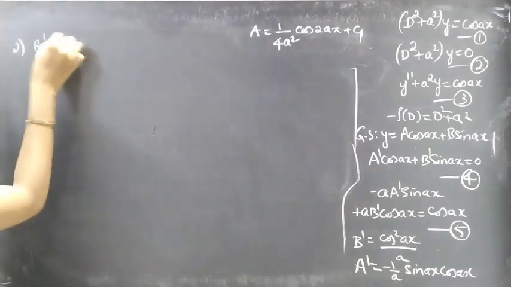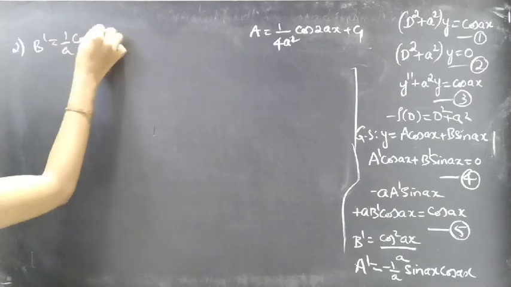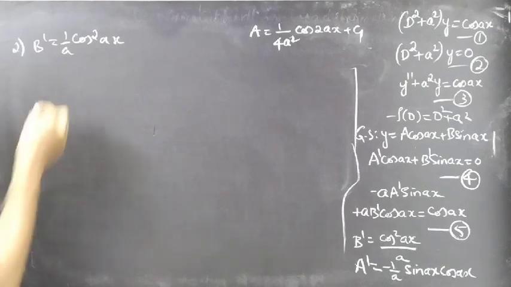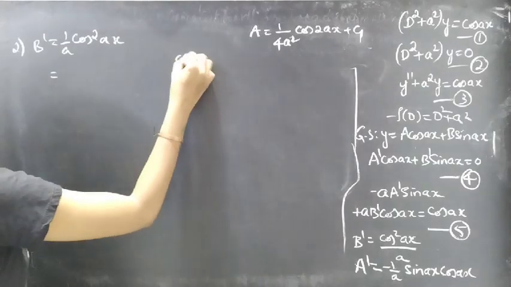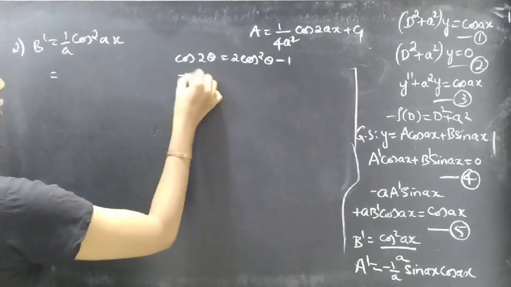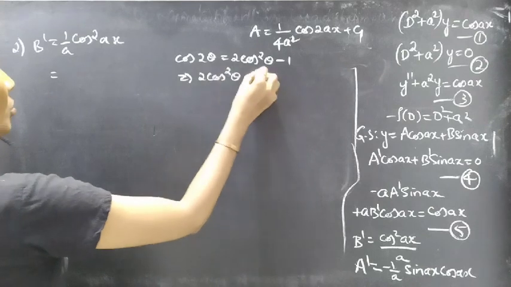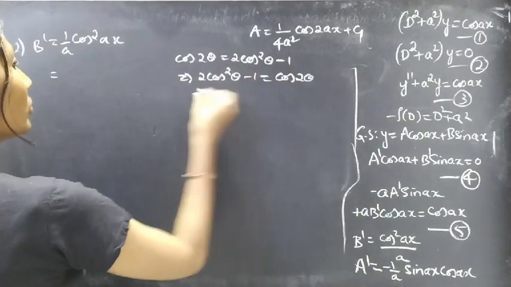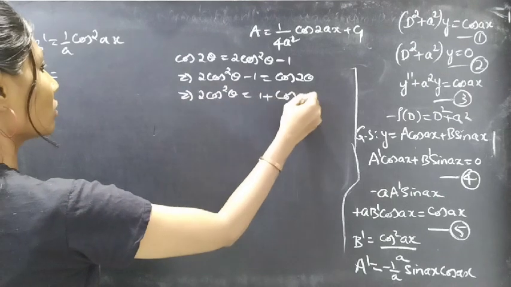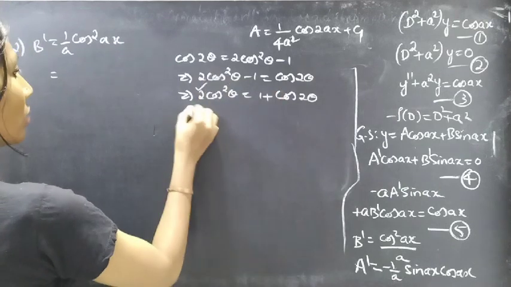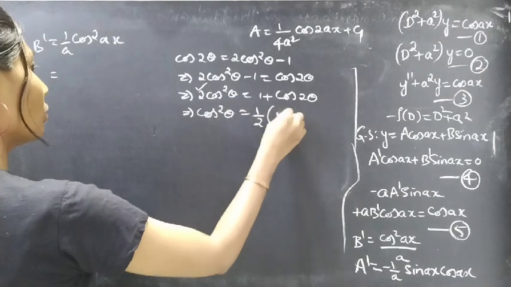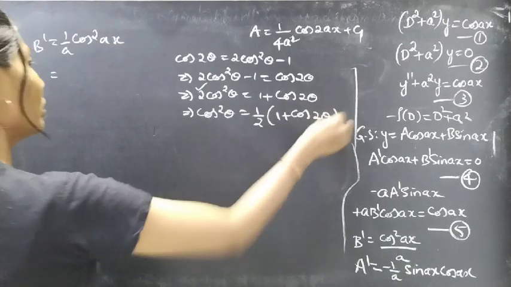We have B dash equals 1 by a cos square ax, right? And we know that cos 2 theta equals 2 cos square theta minus 1, or we can write it as 2 cos square theta minus 1 equals cos 2 theta. From this we'll get 2 cos square theta equals 1 plus cos 2 theta. Now bring this to RHS, then we'll get cos square theta equals 1 by 2 of 1 plus cos 2 theta, right?